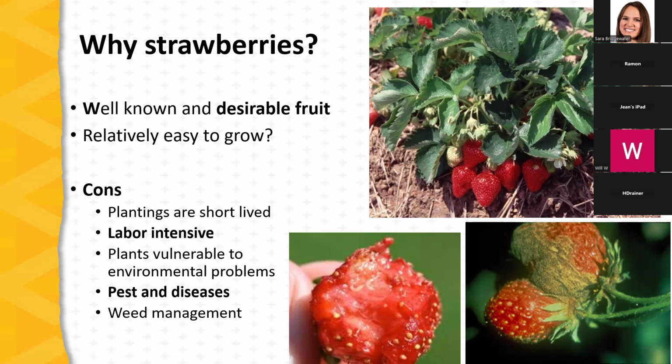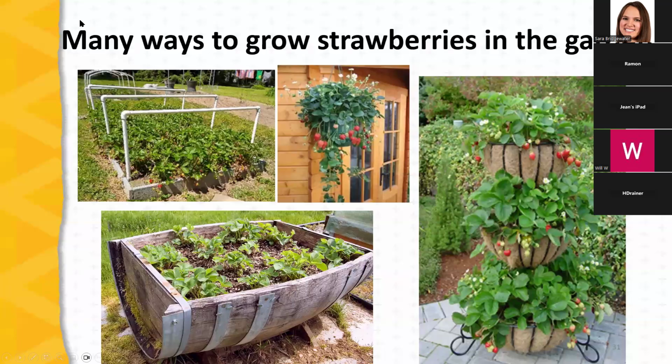So just like we talked about brambles, strawberries also have those problems. There are many ways to grow strawberries in the garden. As you see here, people have become very smart in growing them in different ways. And anyway, if you take care of them, you're going to bear good fruit that you're going to enjoy.